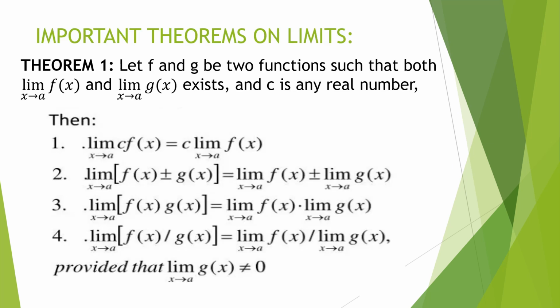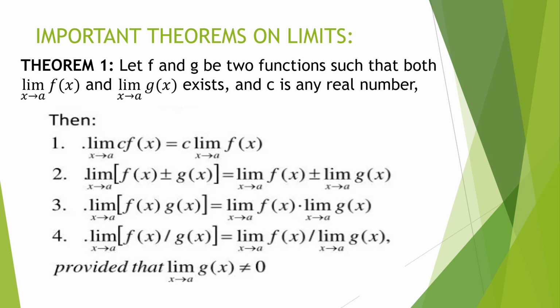Some important theorems on limits. Theorem 1. Let f and g be two functions such that both the limit as x tends to a of f(x) and the limit as x tends to a of g(x) exist, and say c is any real number. Then the limit as x tends to a of c times f(x) is equal to c times the limit of f(x) as x tends to a. Second case, the limit of the addition or subtraction of two functions, means the limit as x tends to a of f(x) plus or minus g(x) is the same as the limit of f(x) plus or minus the limit of g(x). Same way multiplication, the limit as x tends to a of f(x) times g(x) is the limit of f(x) times the limit of g(x).